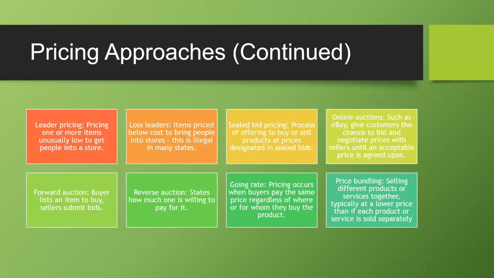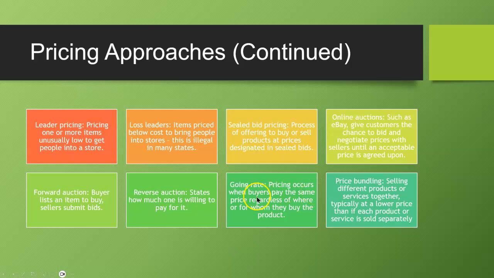Price approaches continued. There's leader pricing: pricing one or more items unusually low to get people into a store. Loss leaders: items priced below cost to bring people into stores. This is illegal in many states. Sealed bid pricing: the process of offering to buy or sell products at prices designated in sealed bids. Online auctions such as eBay give customers the chance to bid and negotiate prices with sellers until an acceptable price is agreed upon. Forward auction: the buyer lists an item to buy, sellers submit bids. Reverse auction states how much one is willing to pay for it.